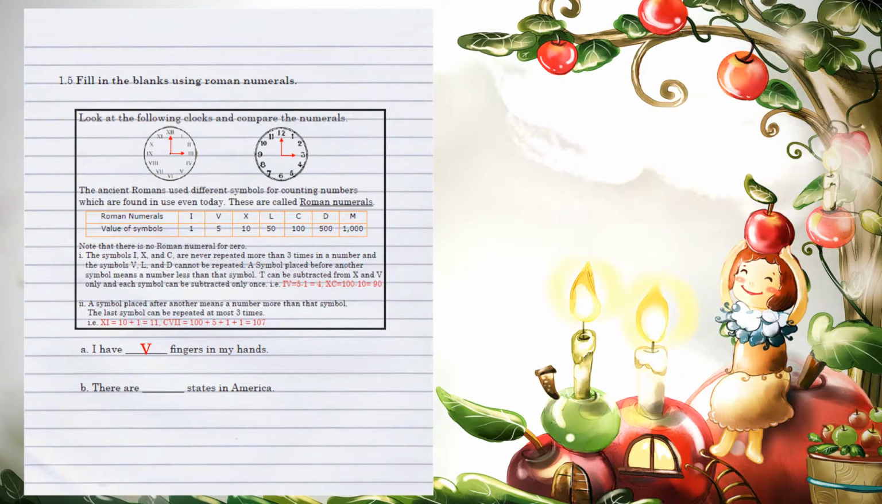Example B. There are blank states in America. Well, we have 50 states in America. So again, you have to look at what symbol represents the number 50. That would be the symbol L.